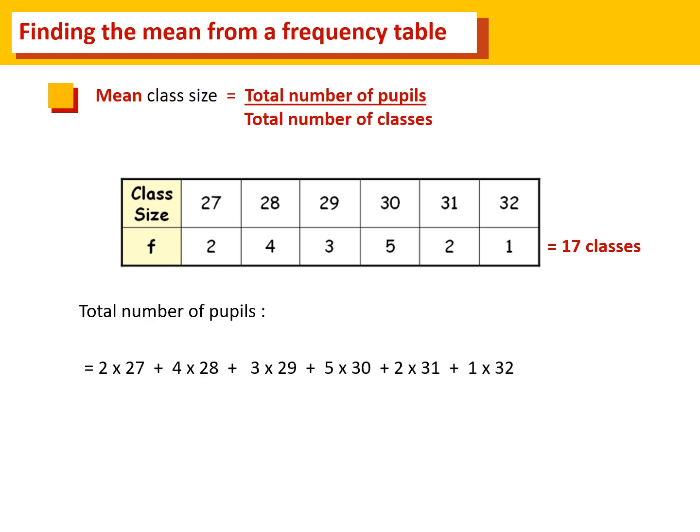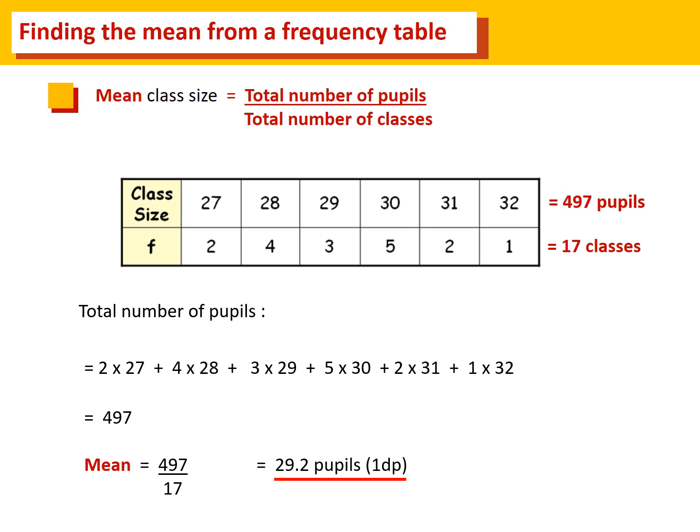So 2 times 27 plus 4 times 28 plus 3 times 29 plus 5 times 30 plus 2 times 31 plus 1 times 32 altogether comes to 497 pupils. And we've got 497 pupils divided out in 17 classes, so the mean number of pupils is 497 divided by 17, and that's 29.2 pupils per class.